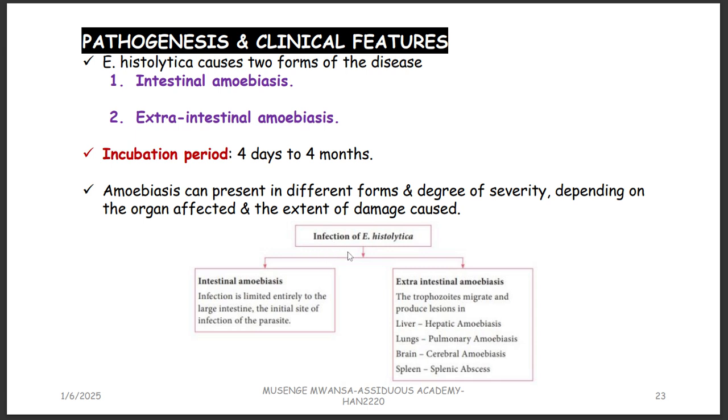We have said we can either have intestinal amoebiasis or extraintestinal amoebiasis. The intestinal amoebiasis normally affects the large intestines, which is the site where the parasite is able to penetrate the GIT. Extraintestinal amoebiasis is where the amoeba now goes to other body parts.